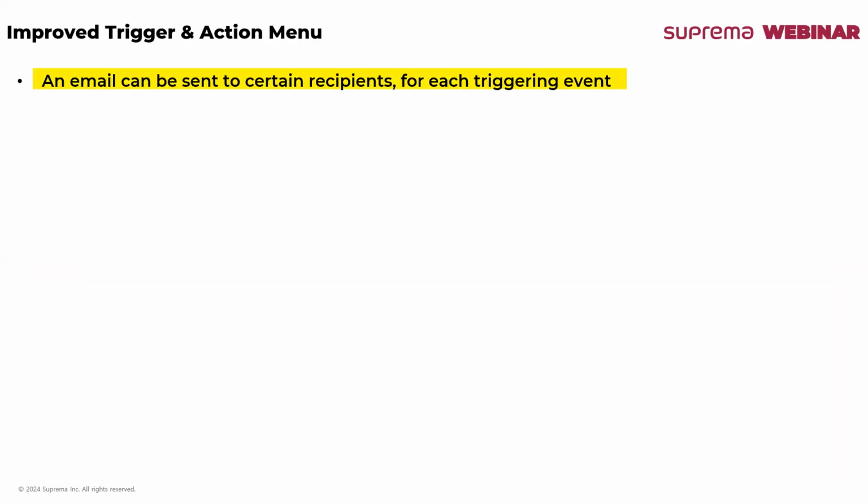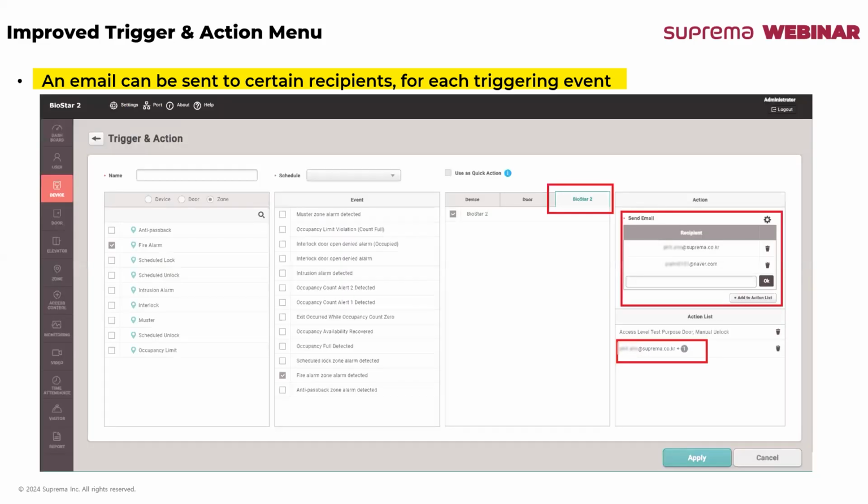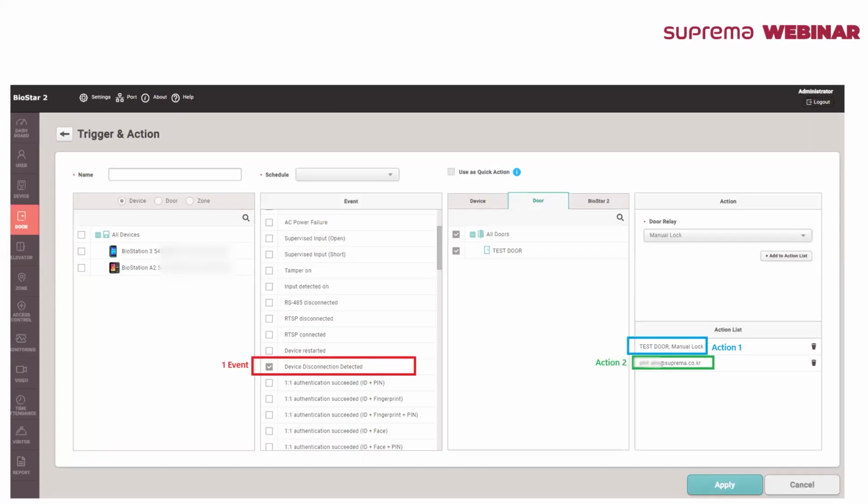An email can be sent to certain recipients for each triggering action. So you can set up certain triggering events, and depending on those triggering events, if they are necessary to be known by certain people or users, you can set up their email accounts in the action feature. Then every time certain trigger events occur, an action will be taken, and the action will be to send an email to notify. The most important feature of all is that multiple actions can be set using one triggering event.